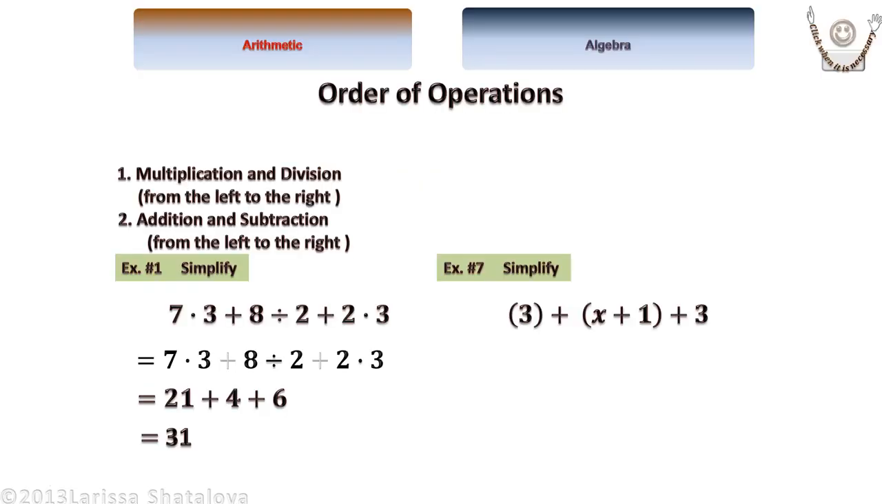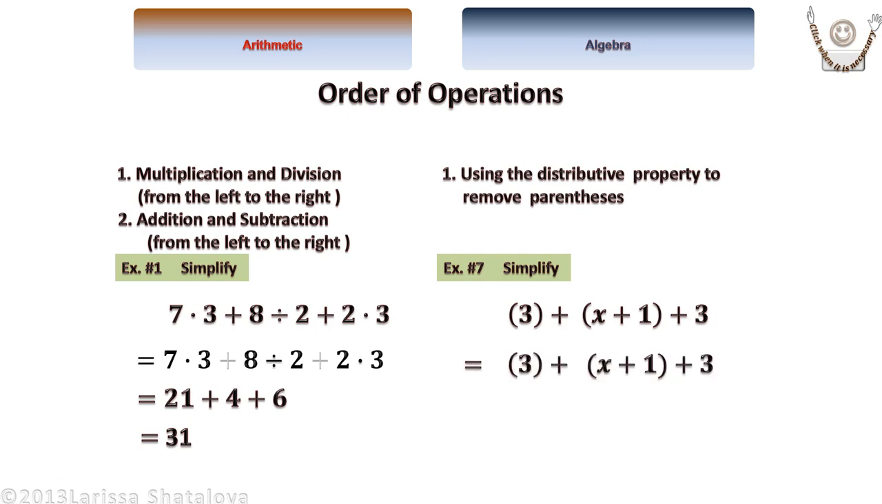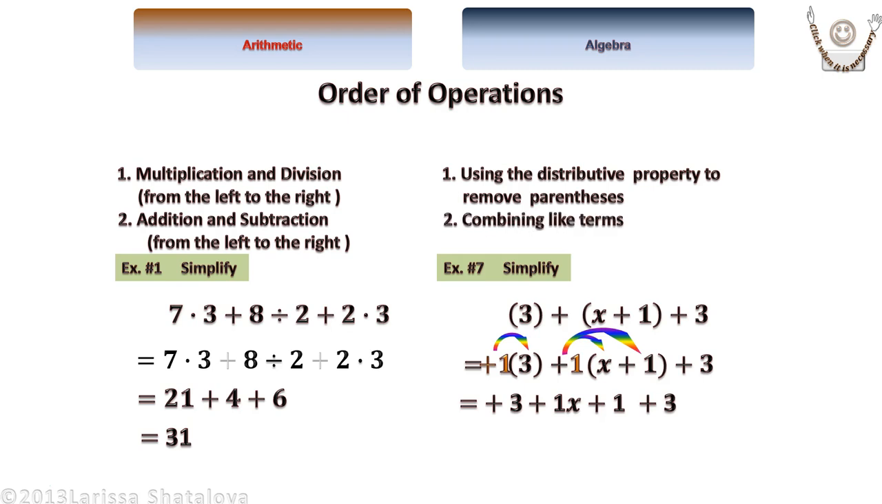Example number 7. Using the distributive property requires those magic number 1s. And you can see, because you have to remove parentheses, you have to see what you're doing. Positive 1 times positive 3 is just 3. And here is positive 1 times x, it's just 1x. Positive times positive would be positive 1 and then 3. Now combine the like terms. 3, 1, and 3 will be 7, and 1x we have to keep.